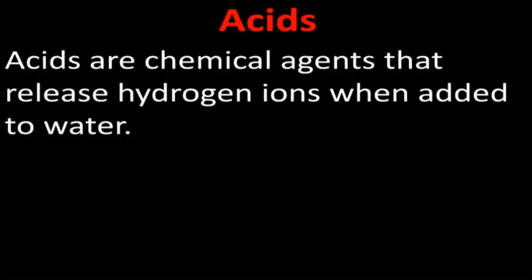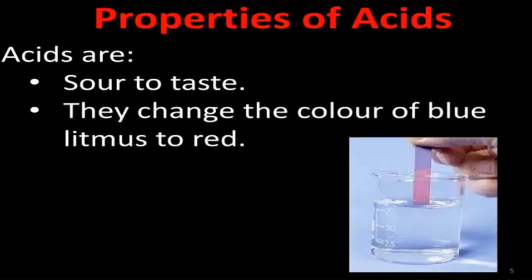So acids are the chemical agents that release hydrogen ions when they are added to water. That means H+ ions are released when acids are added to water. For example, when you add hydrochloric acid to water, you will get H+ ions there. So H+ ions are released in acid.